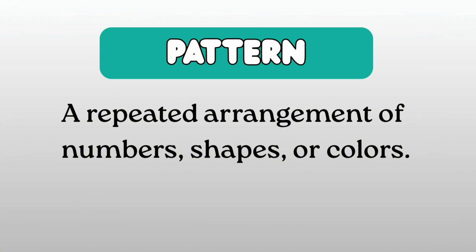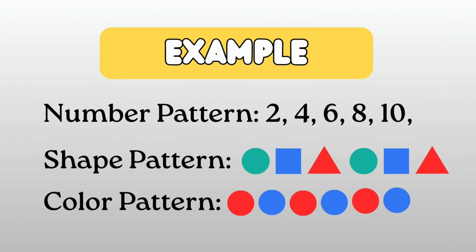First, what is a pattern? A pattern is simply a repeated arrangement of numbers, shapes, or colors. For example, a shape pattern might repeat a circle, square, and triangle, while a number pattern could be counting by twos: 2, 4, 6, 8, 10.